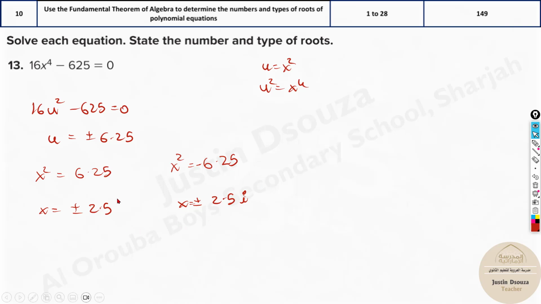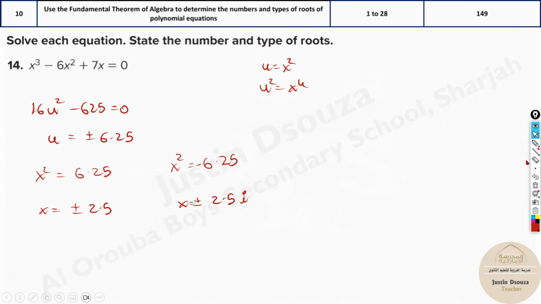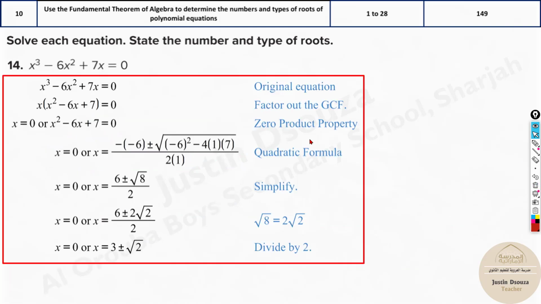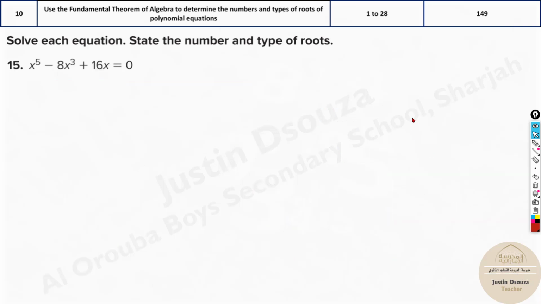There are two imaginary and two real roots. All are negative 5 by 2, positive 5 by 2, plus or minus 5 by 2 i: 2 real, 2 imaginary. Again, similar, please do it by yourselves. And here are the answers.